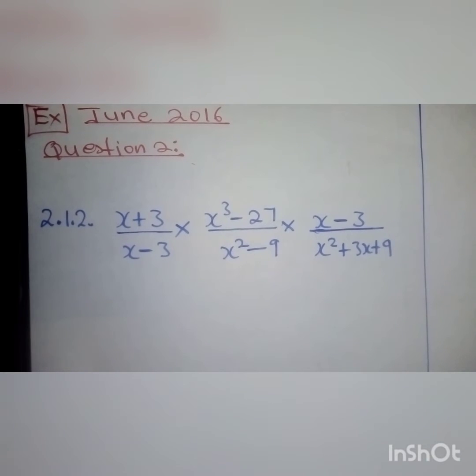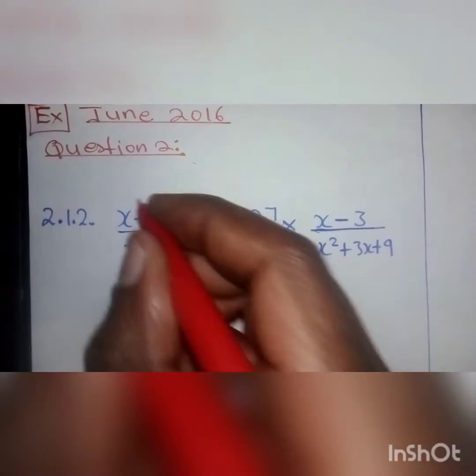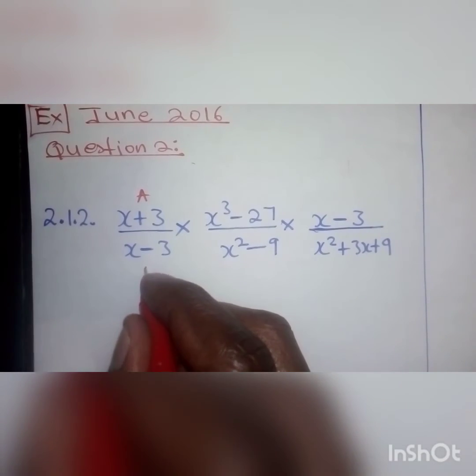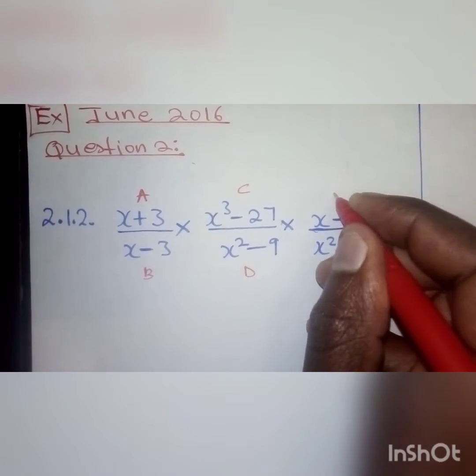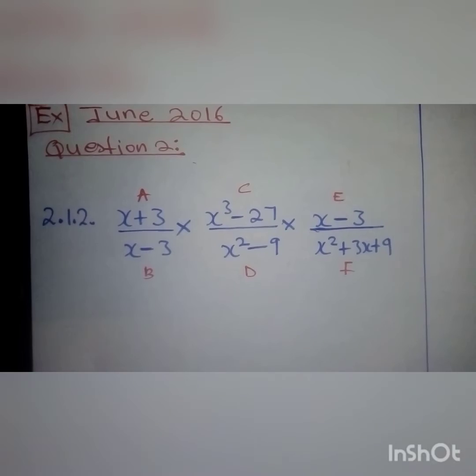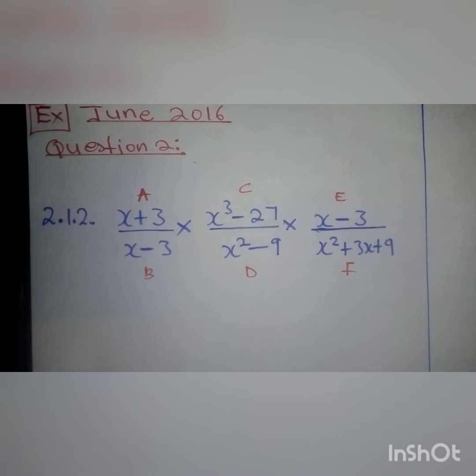So allow me to name the numerators and the denominators with letters. Let us name this numerator letter A. Let us name this one B, C, D, E, and F. When you are writing your exam, you don't have to name them. I'm just naming them to simplify things for you guys.